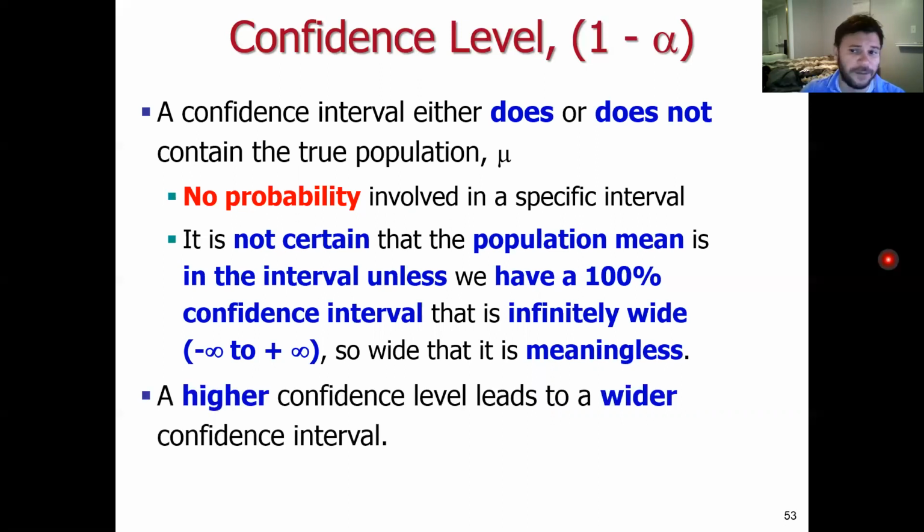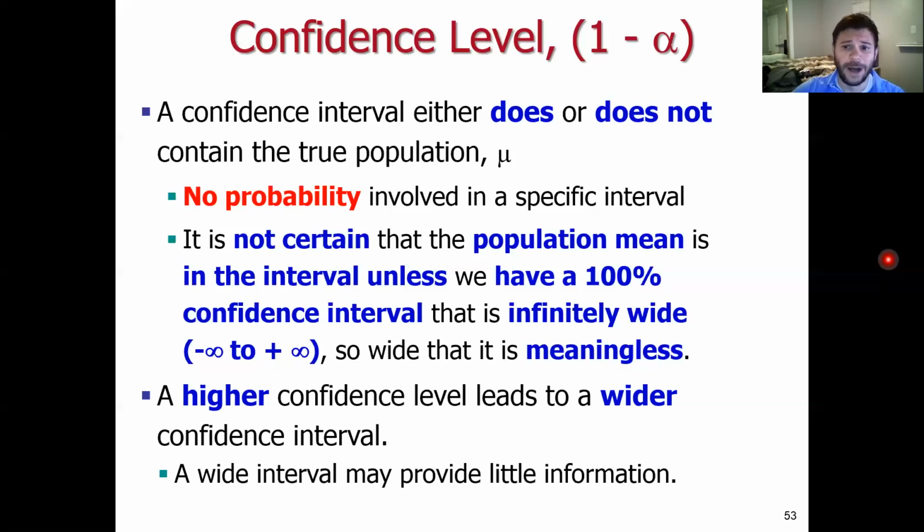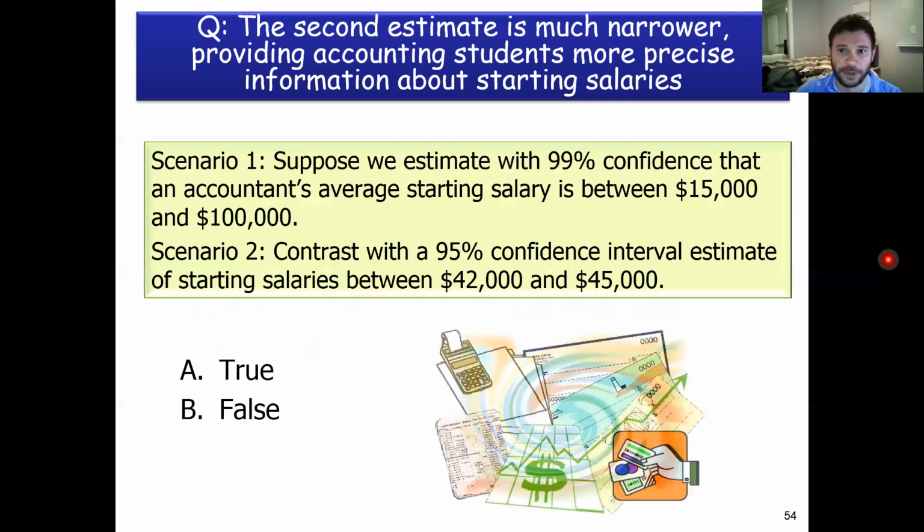So a higher confidence level will lead to a wider confidence interval. And this sounds nice in that you're more likely to capture the true mean in that interval. However, the wider the interval is, the less information is more often provided. So we can see that in this next example here.